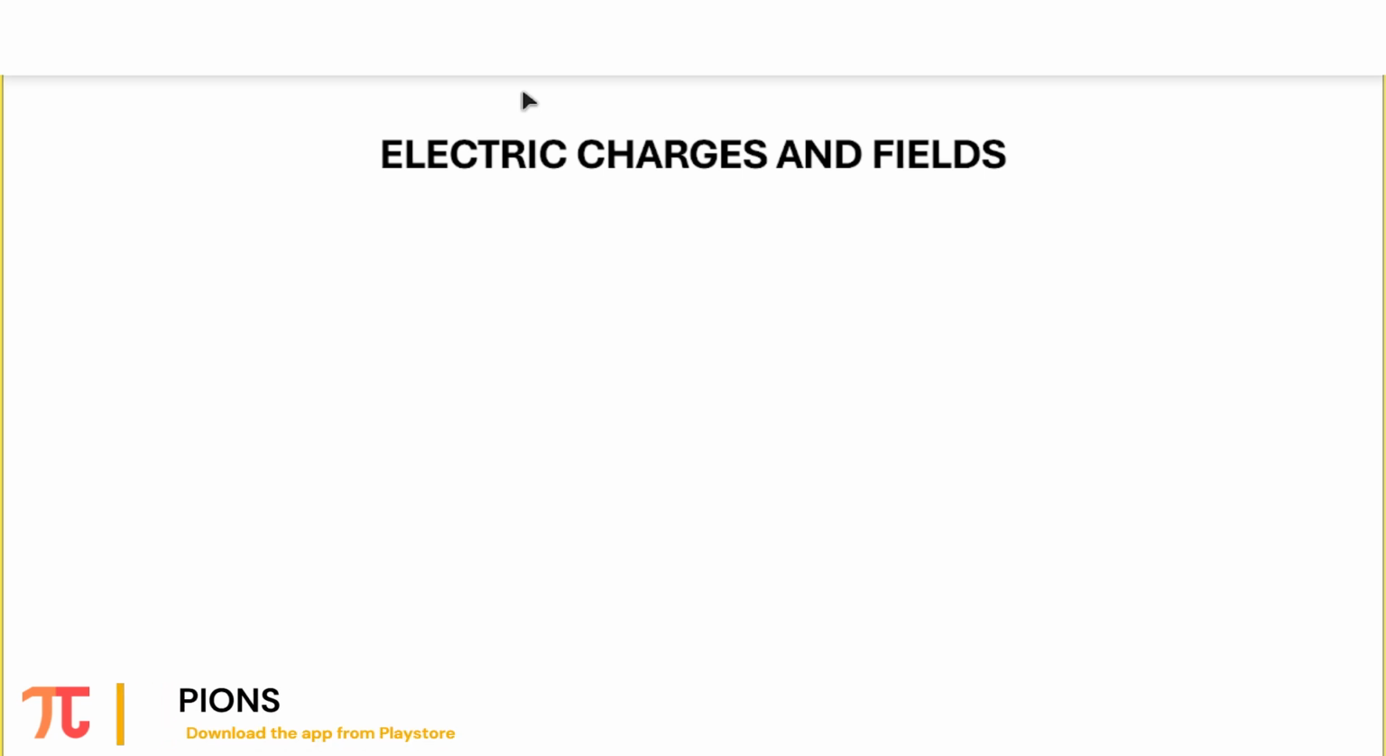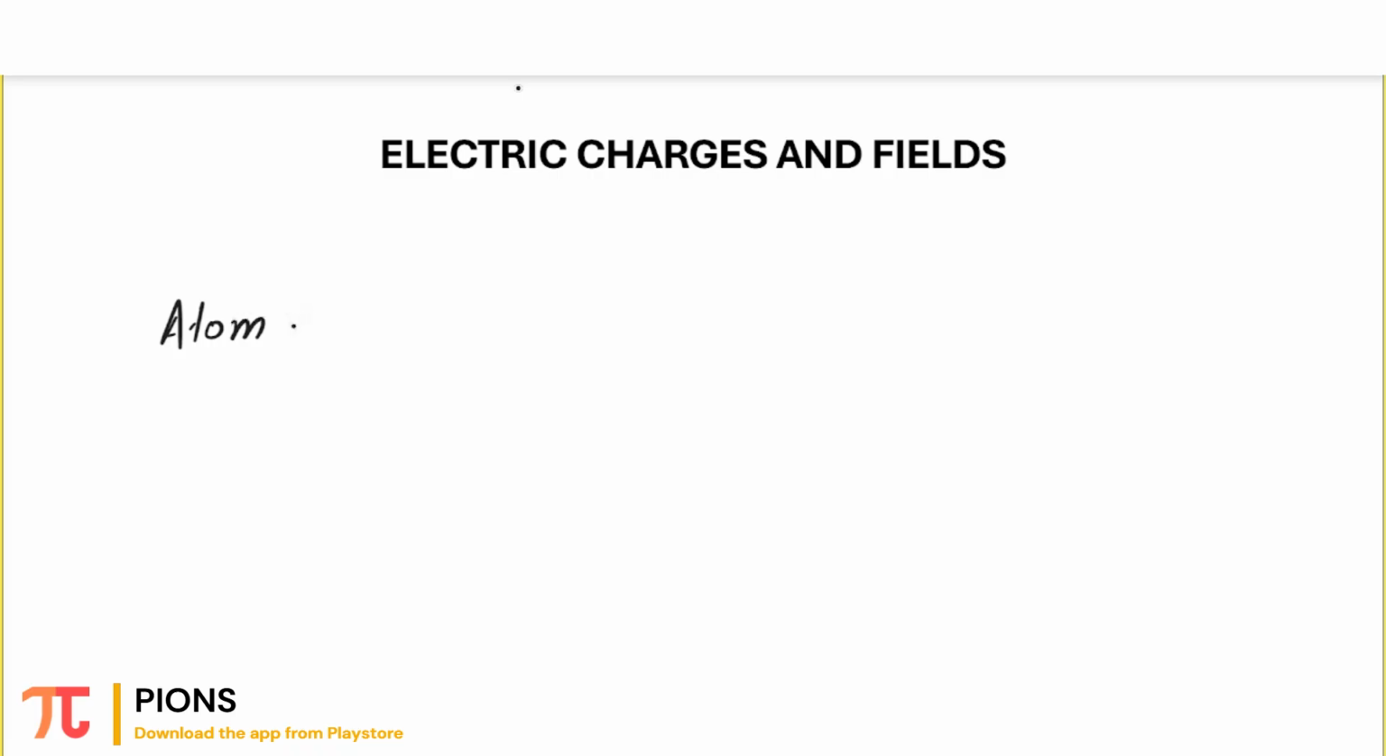Let's start with our first topic, that is electric charges and fields. Okay, so basically electric charges. Now, before we start with electric charges, let's talk a little bit about our atom. We have already discussed atom in class 11, second chapter chemistry, and we will discuss that again in physics also in the second part, but right now let's focus only on the structure of atom.